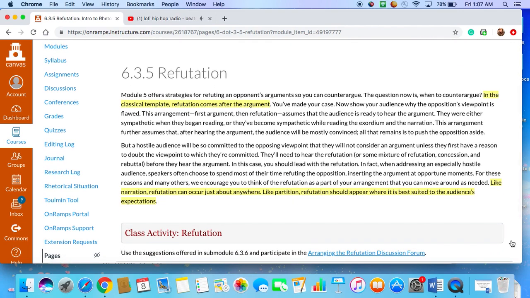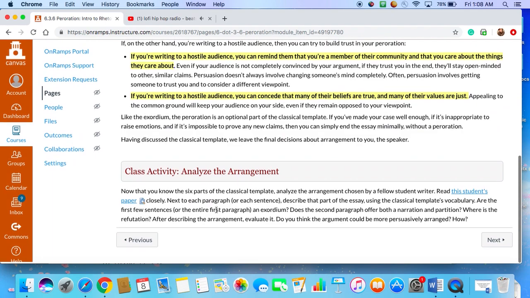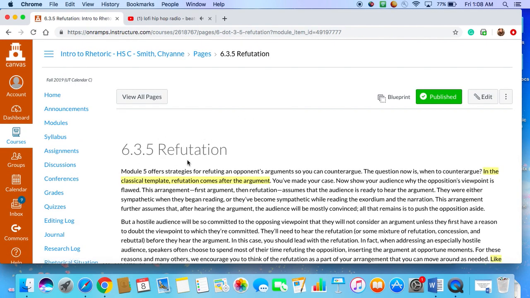Okay. So then after you've given your argument, this is where you would concede and refute.